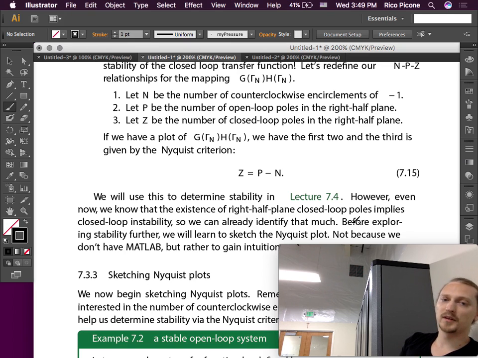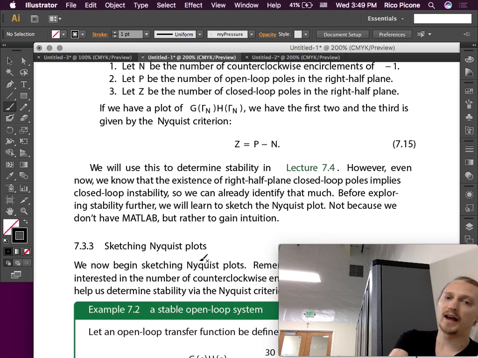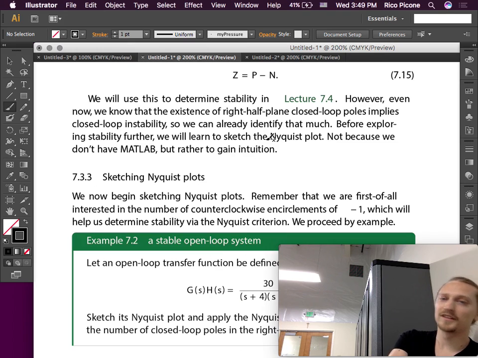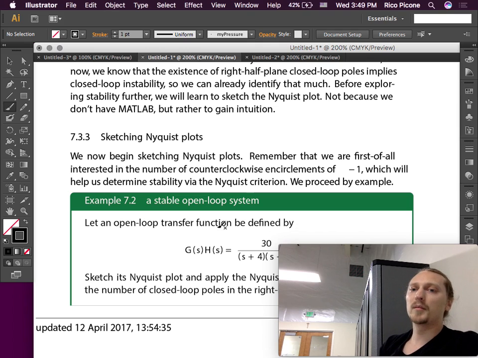Before exploring stability further, we will learn to sketch the Nyquist plot, not because we don't have MATLAB, but rather to gain intuition, okay? So once again, we could just plug it into MATLAB and be done, but we're looking for intuition. So we now begin sketching Nyquist plots. Remember that we are first of all interested in the number of counterclockwise encirclements of -1, which will help us determine stability via the Nyquist criterion. We'll proceed by example.